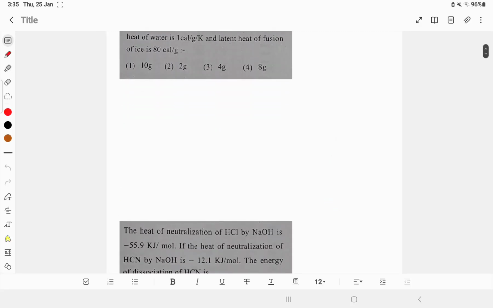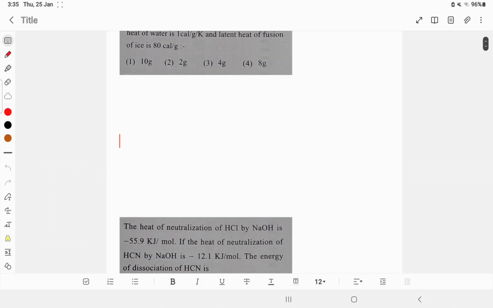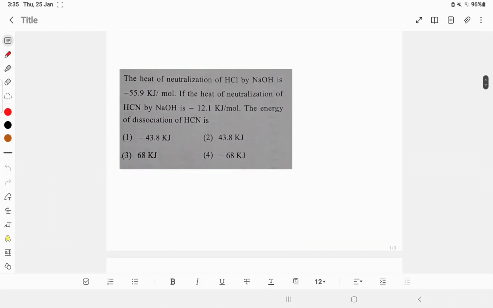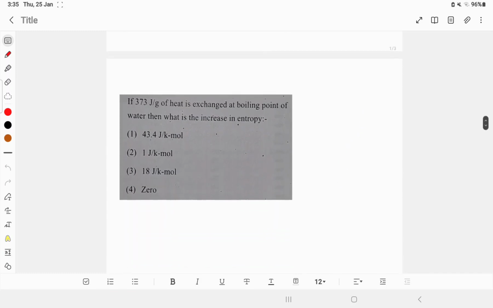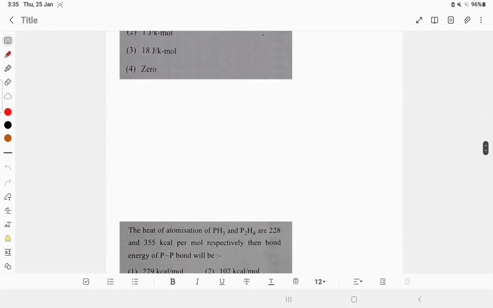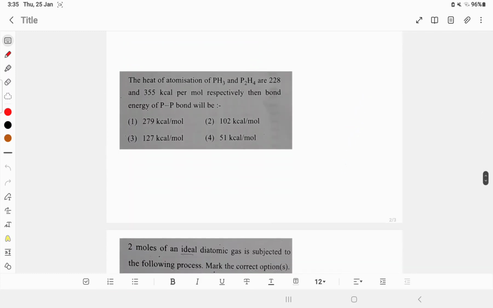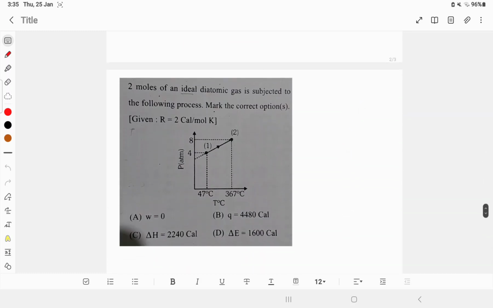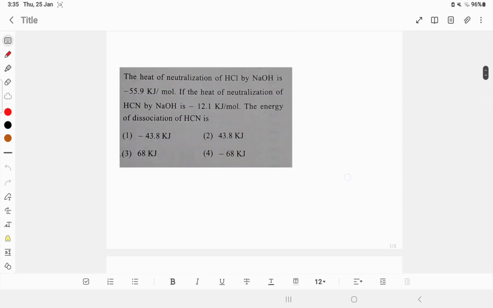1, 2, 3, 4, and 5. Okay, students, let's try this.